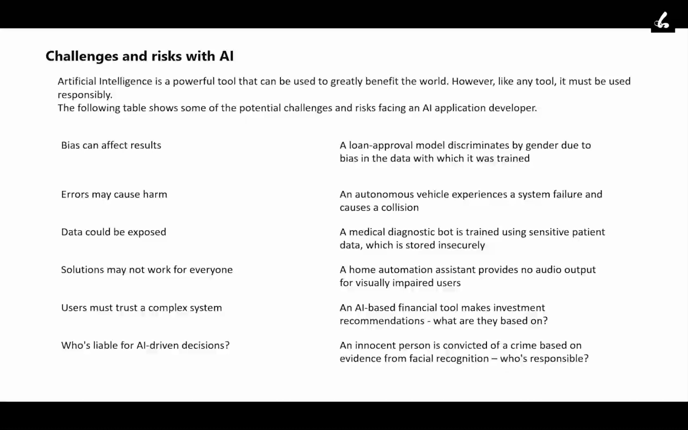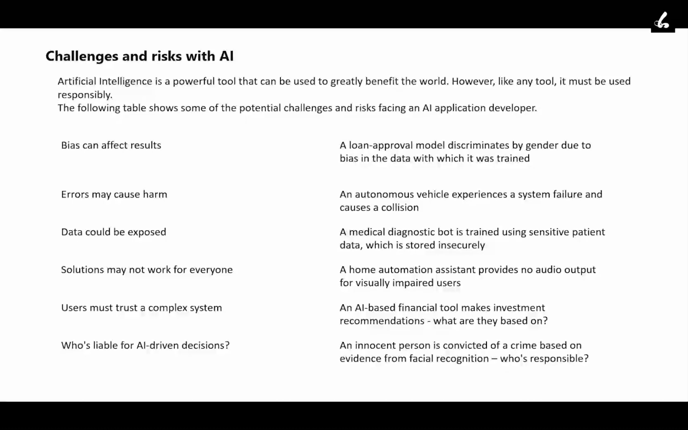Now the next one is that the solution may not work for everyone. Like a home automation assistant that provides no audio output for visually impaired users. If there are persons in our home who are visually impaired, and the home automation does not have any audio output, how can it help them? It is a useless thing for visually impaired users.